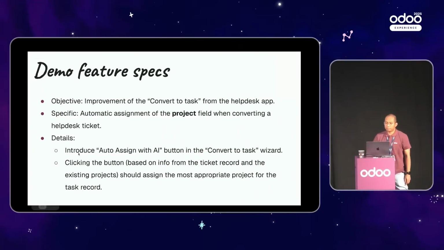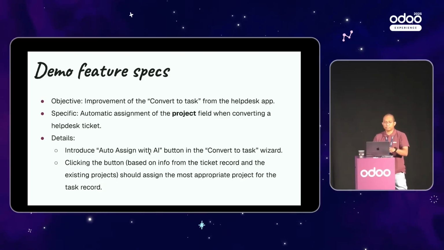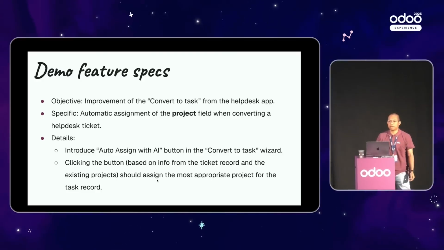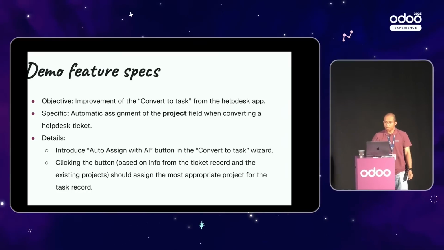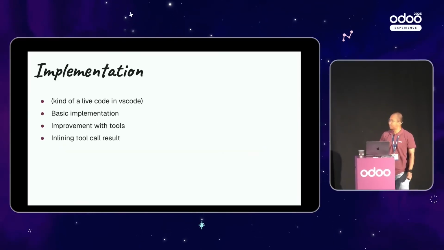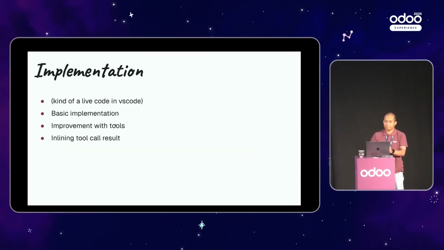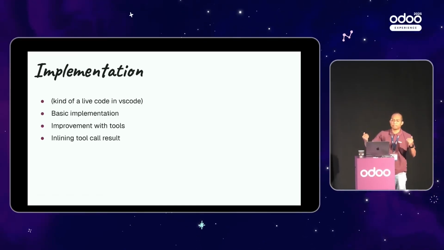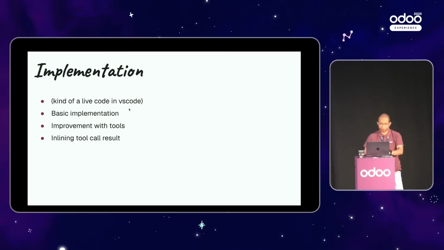So the details of the specification: we will introduce an auto assign with AI button in this wizard. When we click the button, it should assign the appropriate project for it with some degree of uncertainty. We can proceed. We'll be doing it in steps so that we can see the code, and how the code progresses.